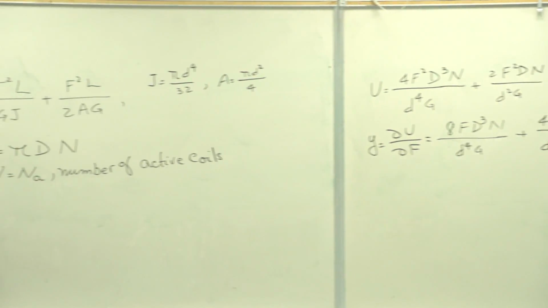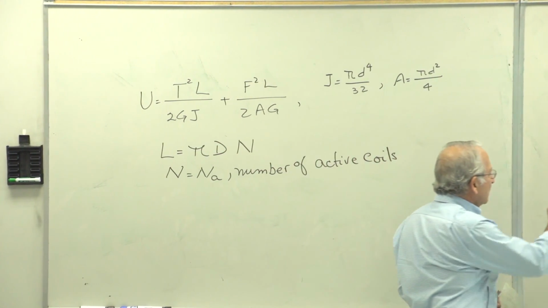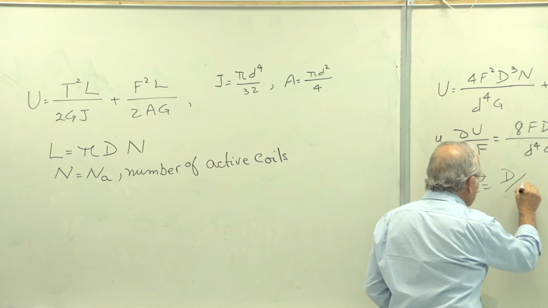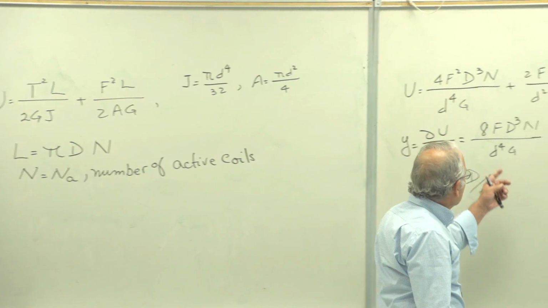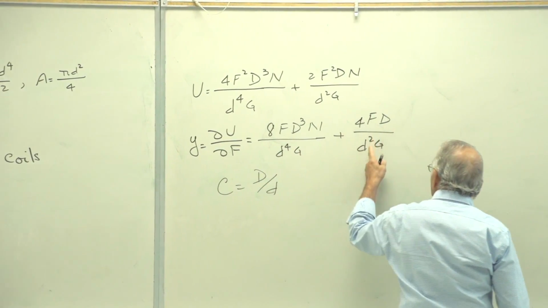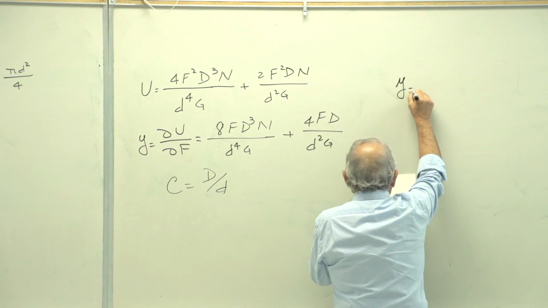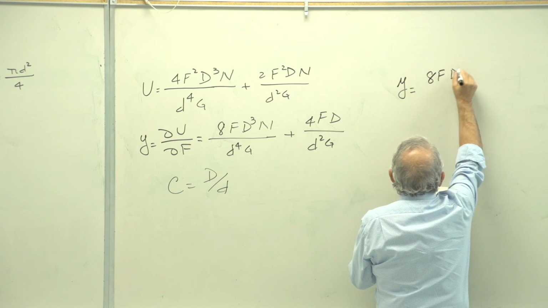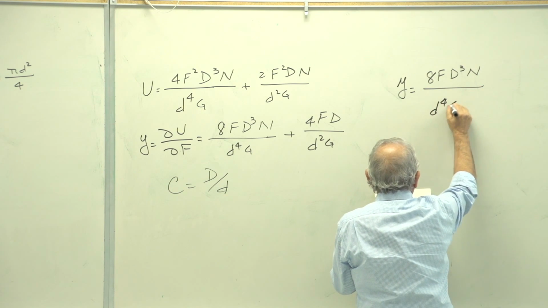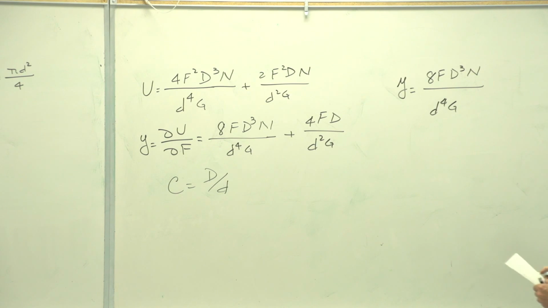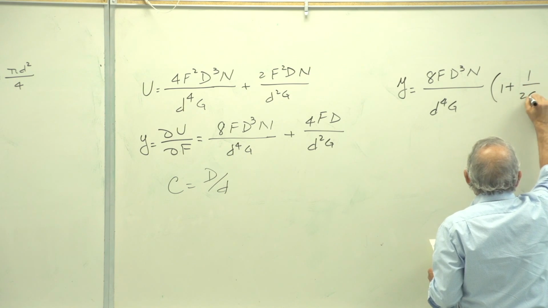And if we now substitute for D over d the value of the spring index, which we have defined, C equals D over d. Notice we have a D cubed over d cubed here. We have a D over d here. If we substitute that and rewrite this equation, this is what it will look like. y equals 8F D cubed n, and remember, n is the number of active coils, not the total number of coils. They may be different. They don't have to be different, but they may be different. Times 1 plus 1 over 2C squared.